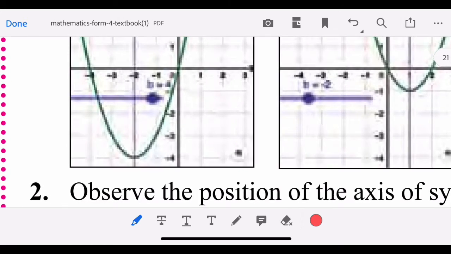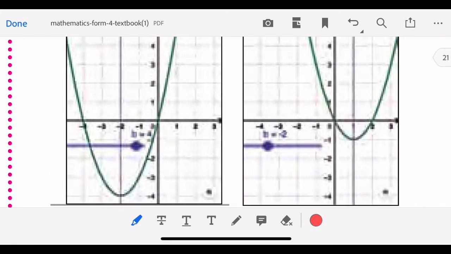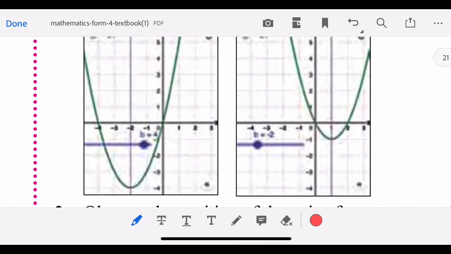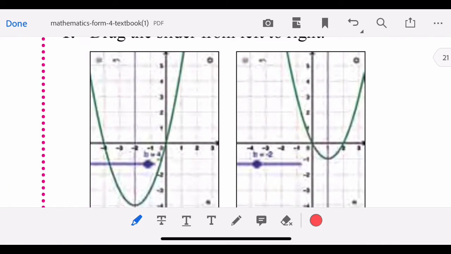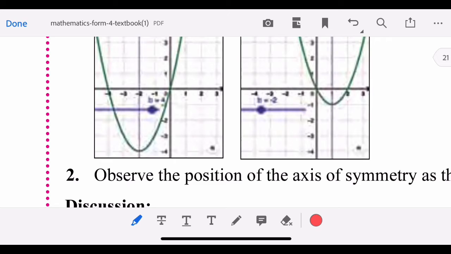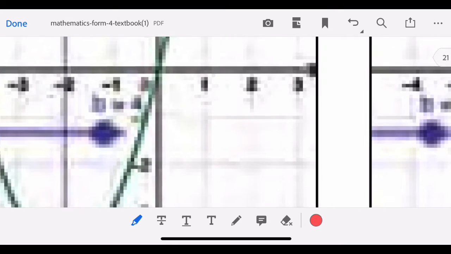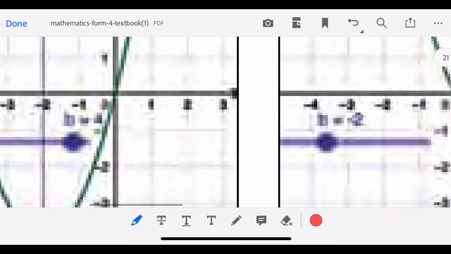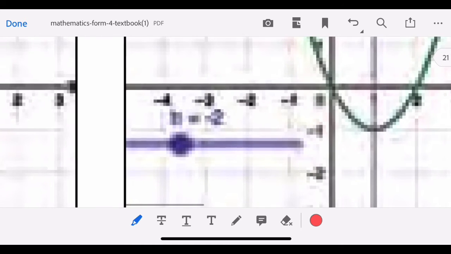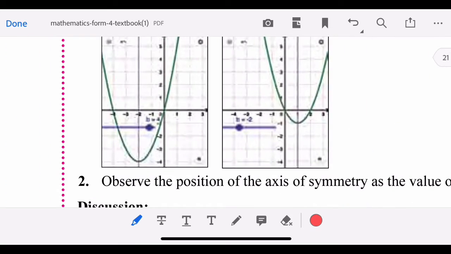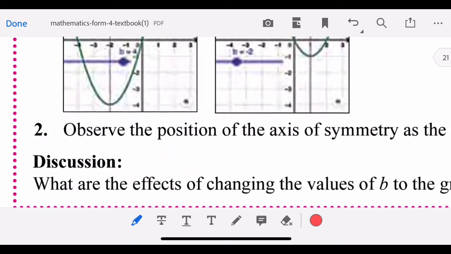So let's drag the slider from left to right. As you can see, if you drag, you will notice that the position of the graph actually shifts to the right. Right. This is a, this is b equal to -2 here, and this one is okay. Let me figure out the value first.